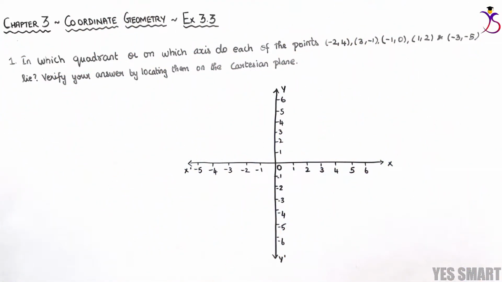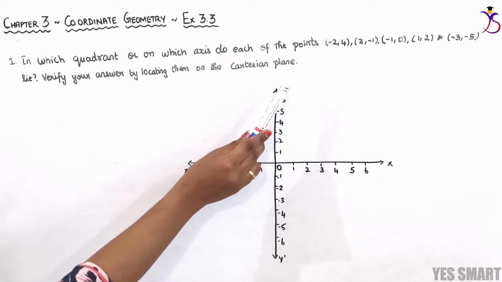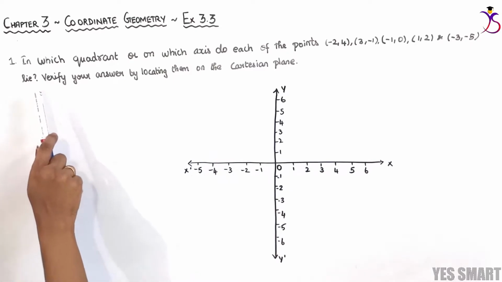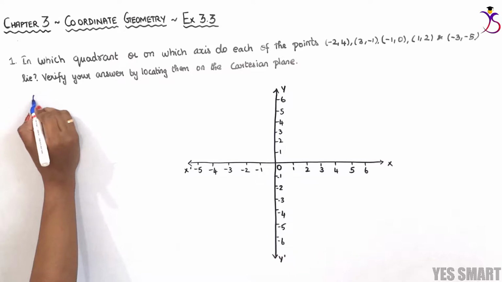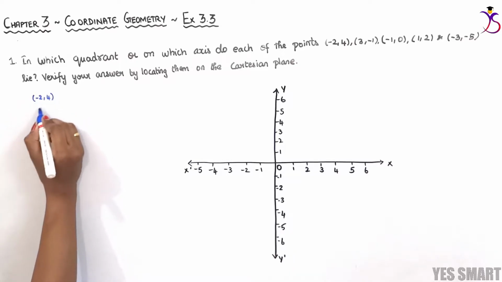Chapter 3 Coordinate Geometry, Exercise 3.3. In that, first sum: in which quadrant or on which axis do each of the points (-2, 4), (3, -1), (-1, 0), etc. lie? So they are asking us in which quadrant these points exist or on which axis.